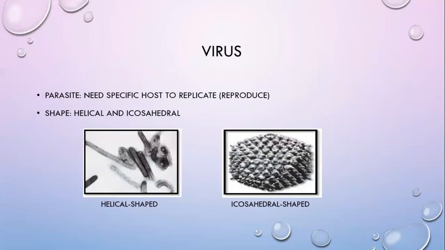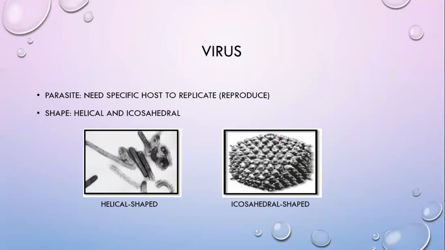Okay, the last organism that we will look at in this topic is the virus. Usually, a virus exists as a parasite and it requires a host in order to replicate. Replicate meaning that it reproduces. And a virus can only infect a specific host, meaning that if the virus requires a dog as a host, that virus cannot infect humans unless mutation occurs.